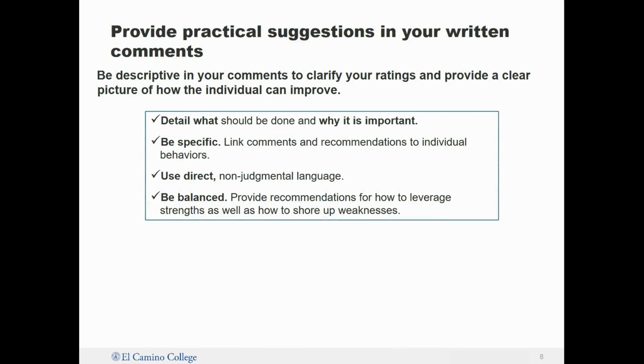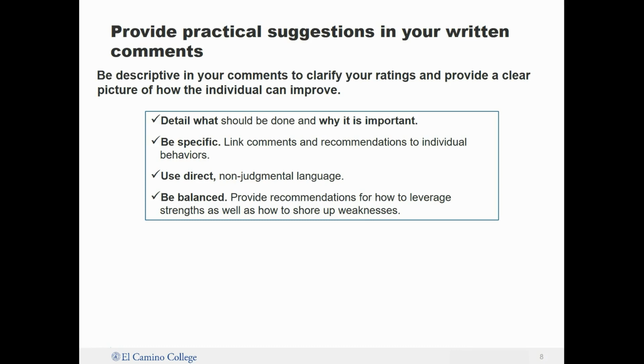While ratings are useful, written recommendations take an administrator-supervisor's development plan to the next level. Your ability to give constructive feedback is paramount to ensure the effectiveness of a 360 review. Here are a few tips on how to write effective comments.